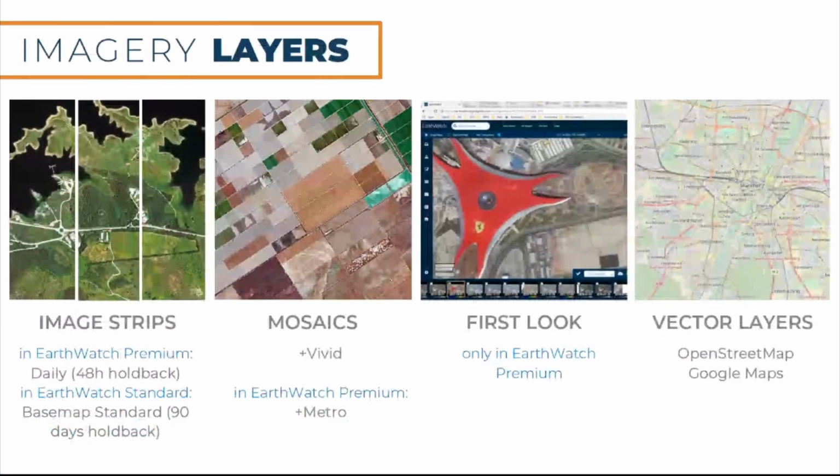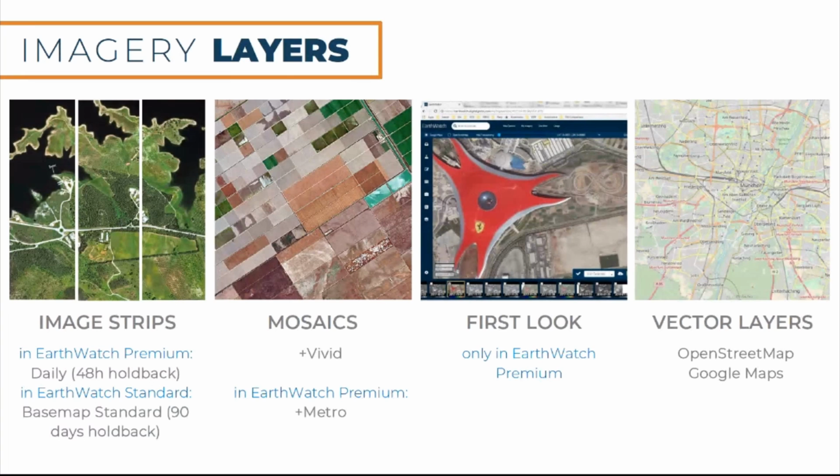Let's have an overview of the content of EarthWatch. But first, I want to mention that there are three versions of the product: EarthWatch Premium, EarthWatch Standard, and EarthWatch Streaming. EarthWatch Premium includes daily, which is a layer including all the new strips collected. The holdback is 48 hours, which means that the images are available in the platform maximum 48 hours after acquisition. In EarthWatch Premium, you also have access to the whole catalog, including QuickBird and IKONOS imagery.